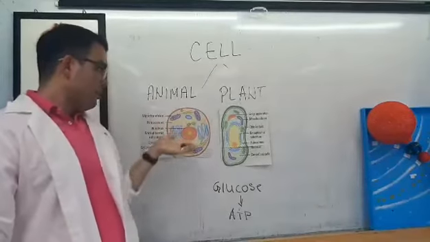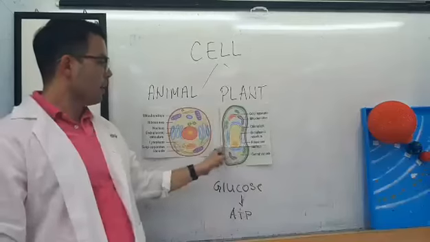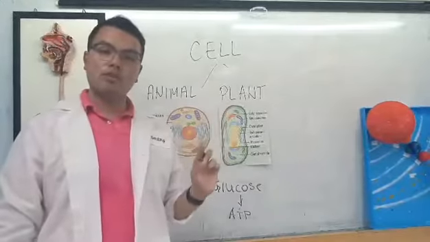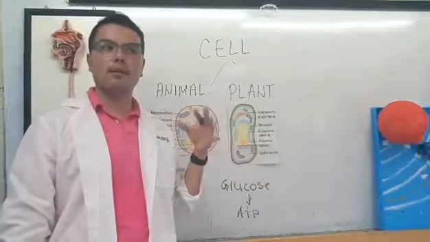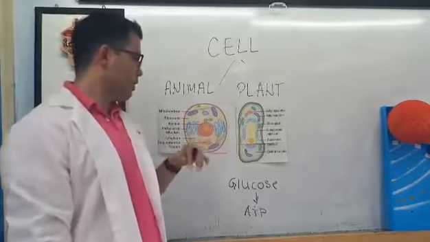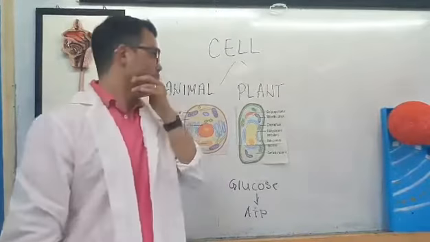Now you might see other things here as well. For example, those dots here are ribosomes. But ribosomes are not organelles because they don't have their own membrane. They are large molecules, they're macromolecules, which contain RNA and our proteins.